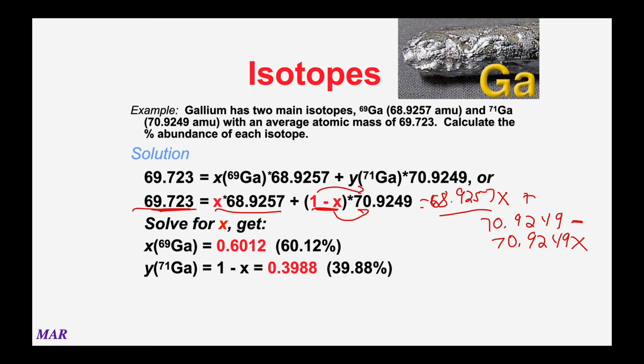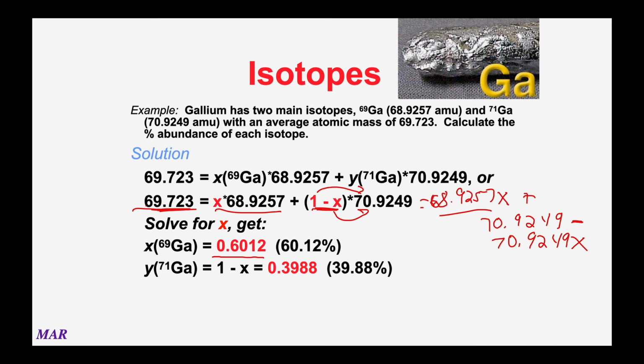If you did that right, x equals 0.6012, which again times 100% is 60.12%. And if you go back to the other equation, 1 minus x would be 0.3988 or 39.88%.